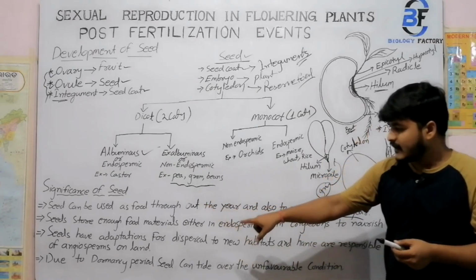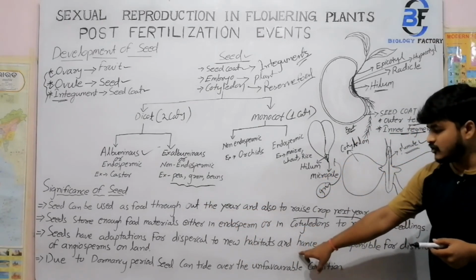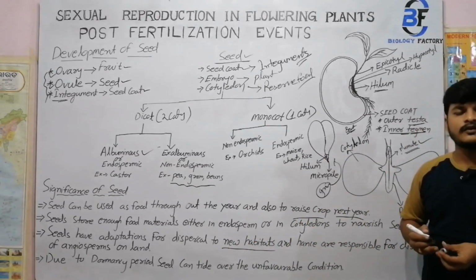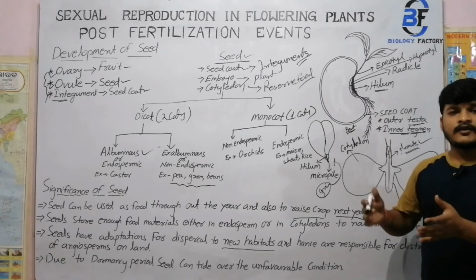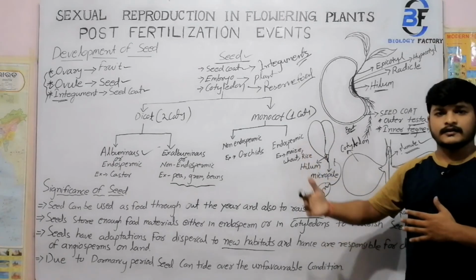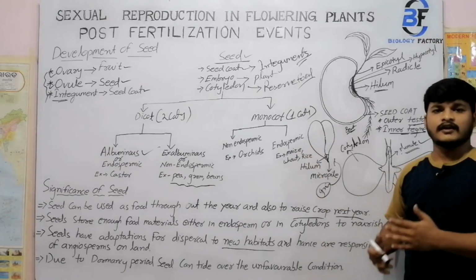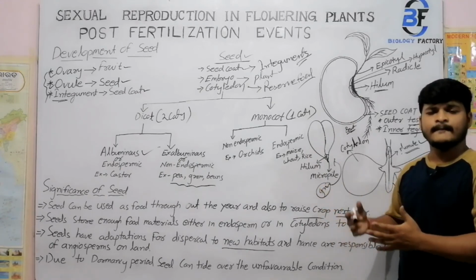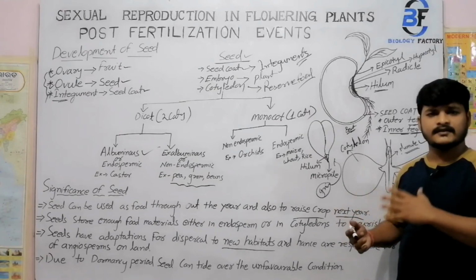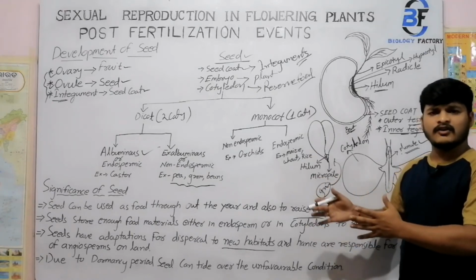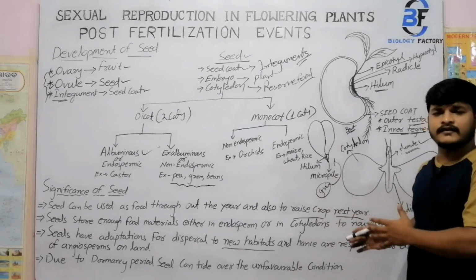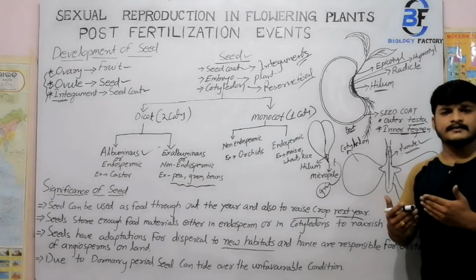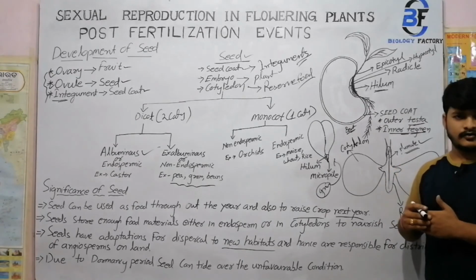Next, seeds have adaptations for dispersal to new habitats. New habitats means a new area. That means you can transfer a number of seeds from one area to another area for developmental structure. There must also be a dormancy period, and all these things are expressed, that means seed germination and the dormancy period. According to this, a number of things develop in a seed from one generation to another generation. You may take that the evolution of seeds is also expressed.